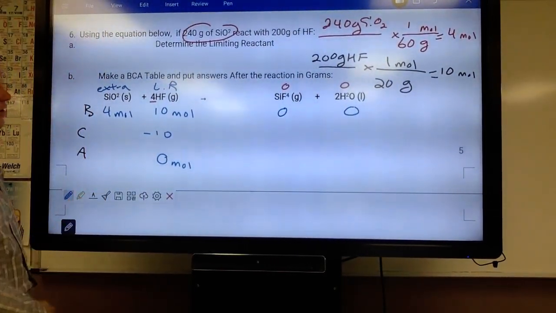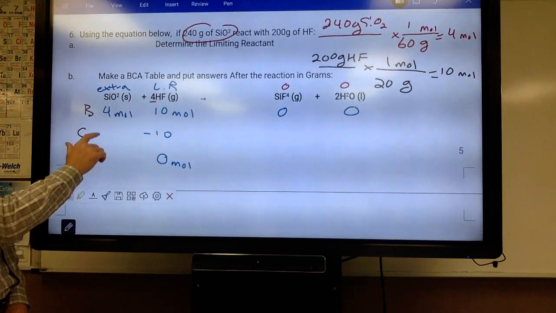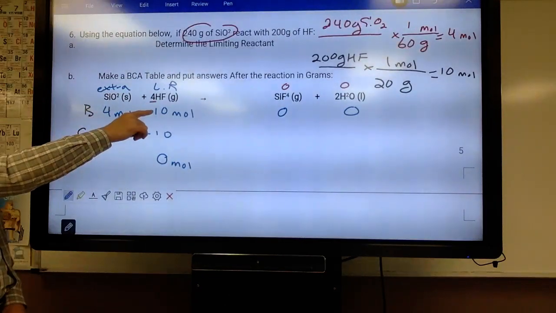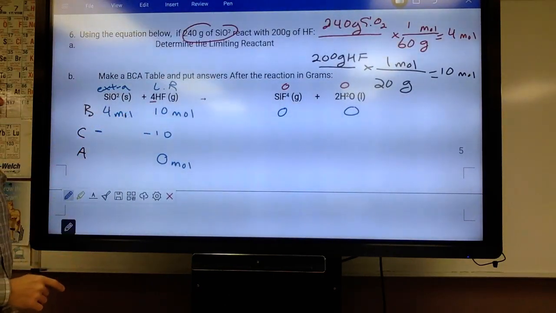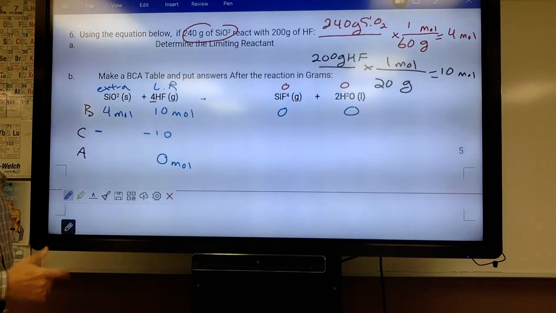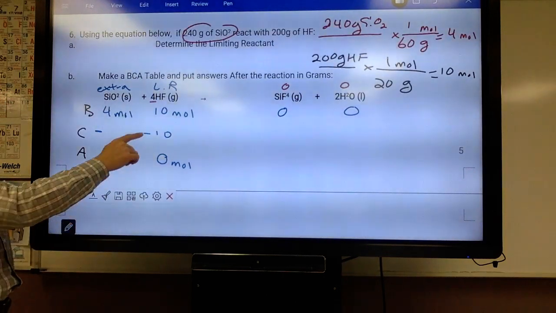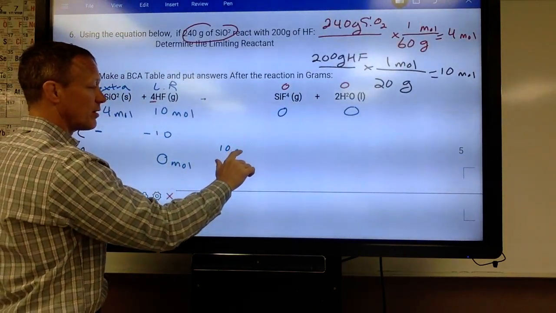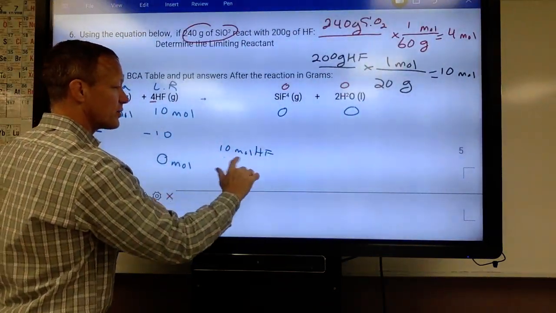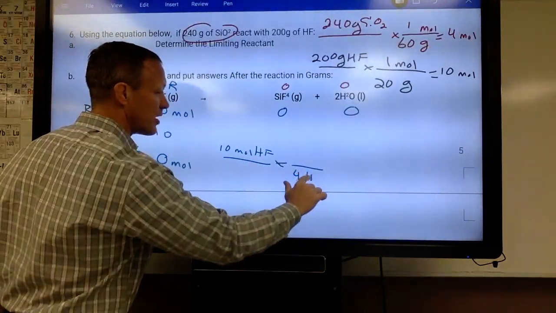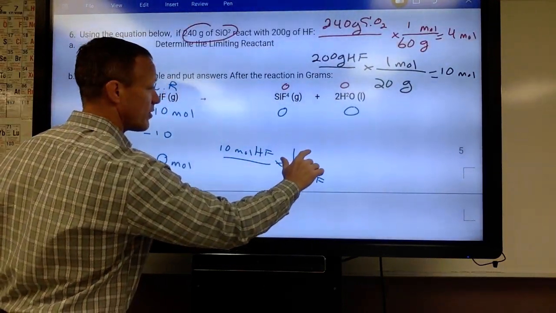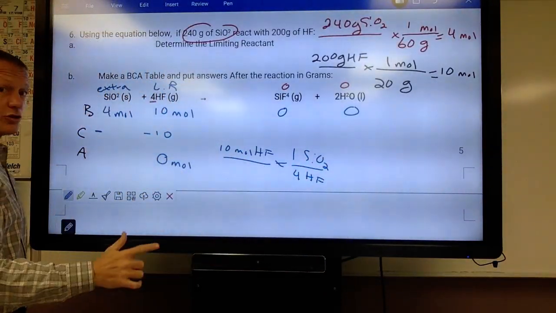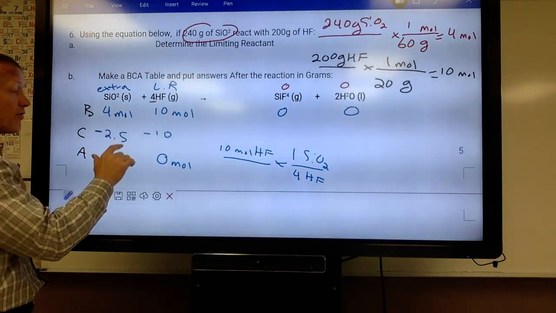All right, now we got to figure out what this is going down by. And it's kind of weird because it's a 1 to 4 ratio. So 2.5. Is it 2.5? So how'd you get 2.5? 10 divided by 4, because this is 4 times less than that. You could always set up a little stoichiometry question and go, okay, well, there's 10 moles of HF being used, and for every 4 moles of HF, there's 1 mole of SiO2. So I'm taking 10 divided by 4, which is 2.5. So this is going down by 2.5. We're using 2.5.